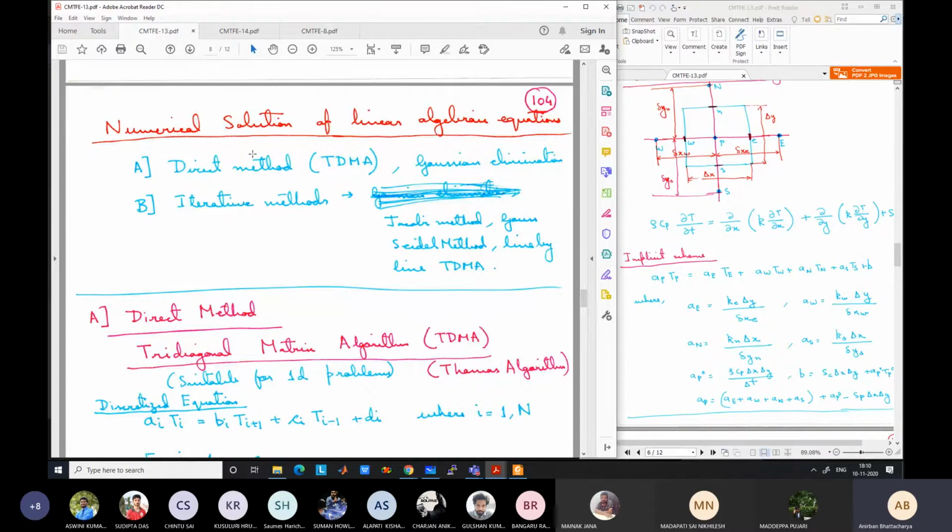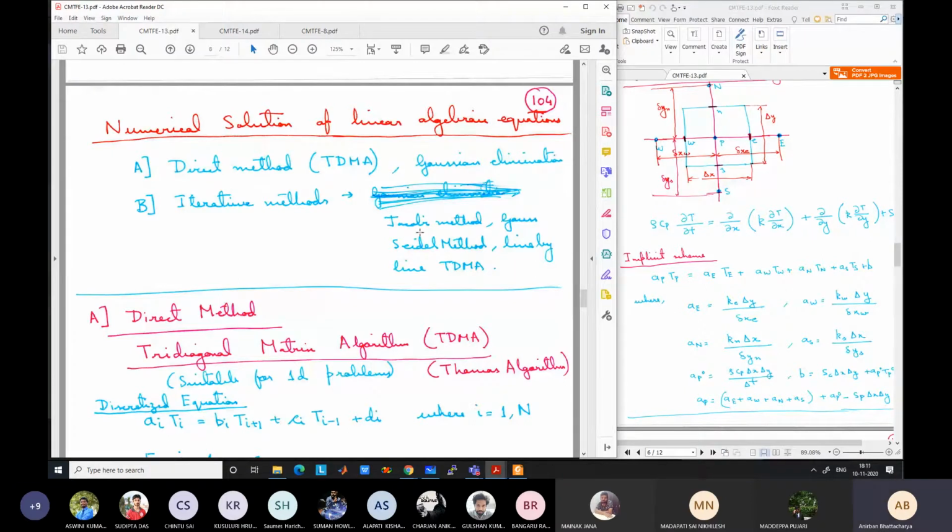There are two types of solution methods for these algebraic equations. You have a set of algebraic equations, n equations and n unknowns. Why are we calling these algebraic equations? Because there are no differential terms now. All of them are simple algebraic coefficients. It is not a differential equation.